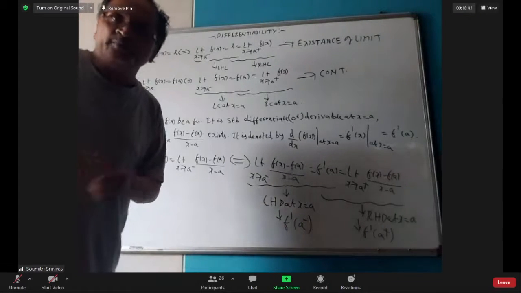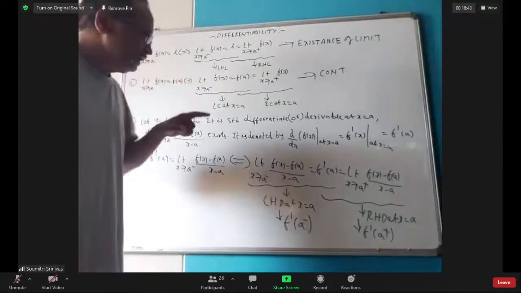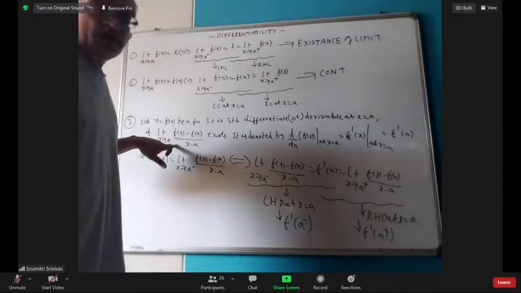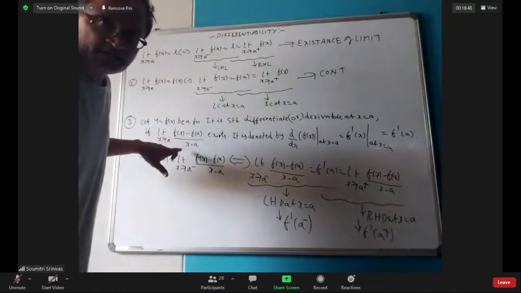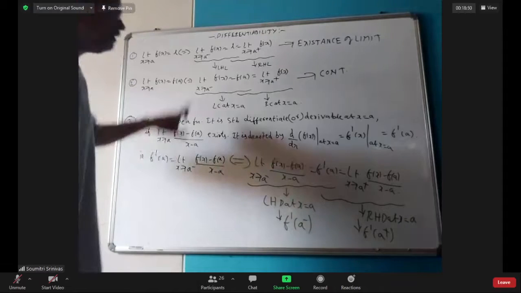Once again, I repeat. What do you mean by function differentiable? If limit x extending to a of f of x minus f of a by x minus a exists. Copy this.